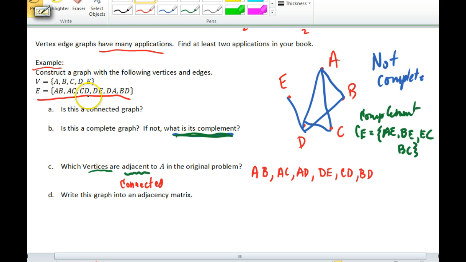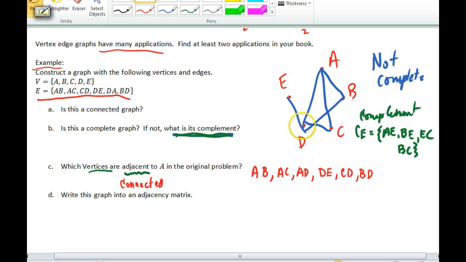I think that's the same. 1, 2, 3, 4, 5, 6. Okay, so these are all the vertices that are adjacent to another one. And so that's what we mean by adjacent. They are connected. So E is only adjacent to D.